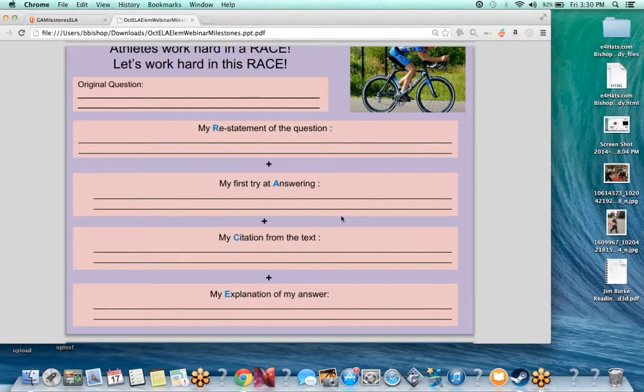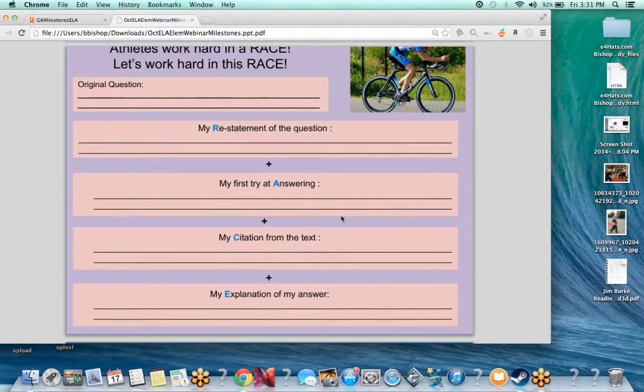That a very thorough answer would restate the question in some way and would have an initial answer that's direct, but then would include a citation from the text and would include an explanation of why that citation is supporting the answer. And of course, this is something we want to build students up to, and these skills might not necessarily be there as we're practicing early in the year.